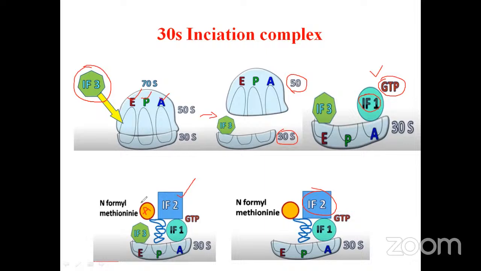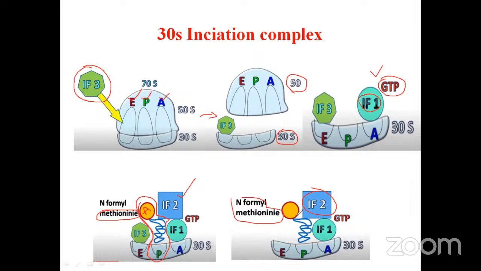Now this tRNA complex is brought toward the P site with the help of initiation factor 2. Initiation factor 2 carries this aminoacyl tRNA toward the P site. Always remember, the first amino acid is methionine, N-formyl methionine. Now this is called the 30S initiation complex. This is called the 30S initiation complex. Now clear?